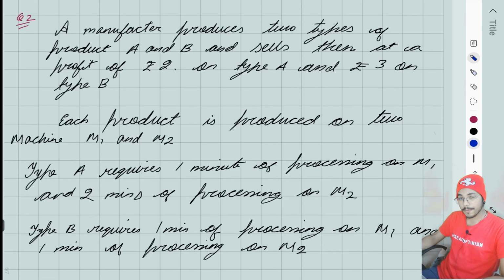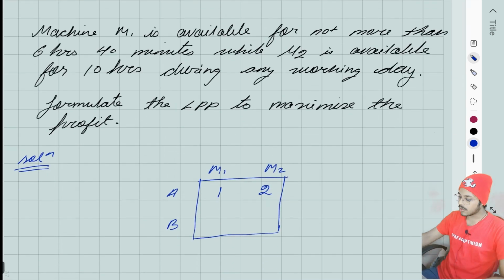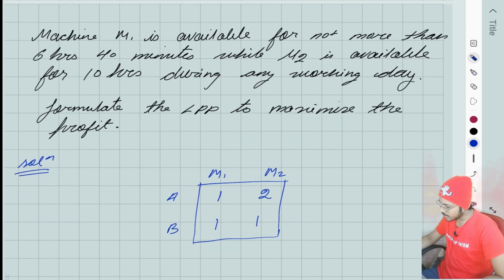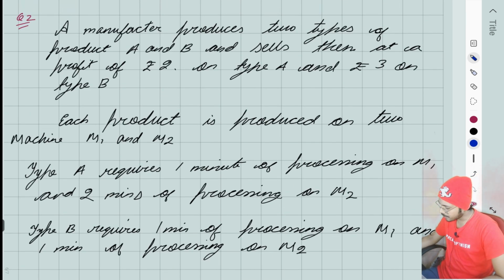Next comes B. See, it is written here 1 minute of processing on M1 and 1 minute of processing on M2. So write here 1 minute of processing on M1 and 1 minute of processing on M2. So what was the profit from A? See, so profit from A is rupees 2. Yes or no? It is written in the above.